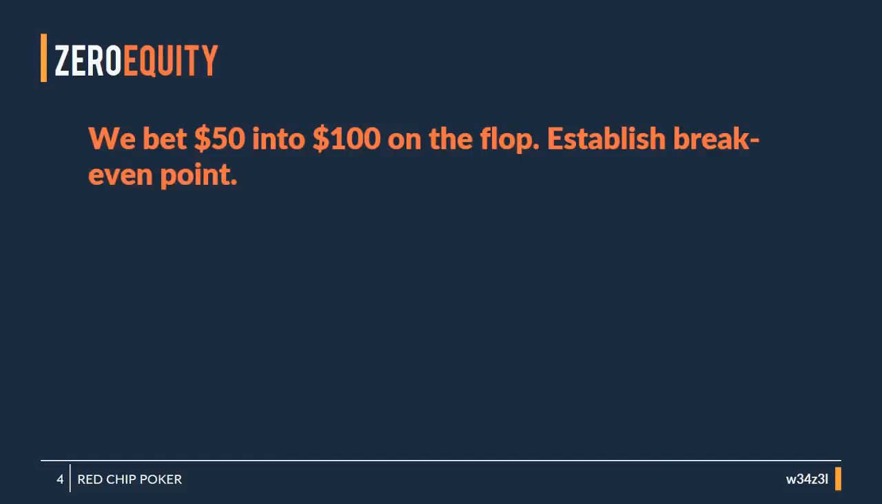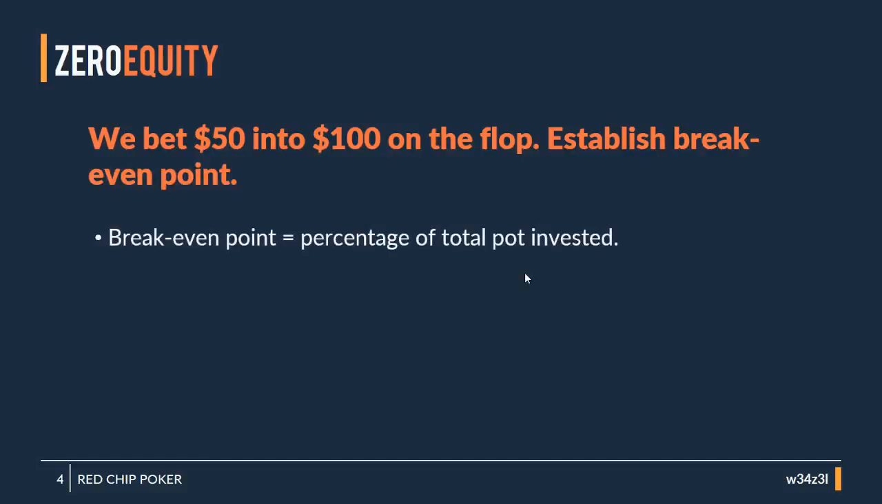Let's look at a very simple example. We're on the flop, there's $100 in the middle, and we make a half pot bet of $50. Question is, can we establish the break-even point of this bet? Now, an unwritten assumption here is that we have 0 pot equity. We're going to talk about how pot equity affects break-even points very shortly. Right now, we're going to assume that we have the worst possible hand, and we can never win at showdown with that hand. So 0 equity. How do we know what the break-even point of this bluff is?